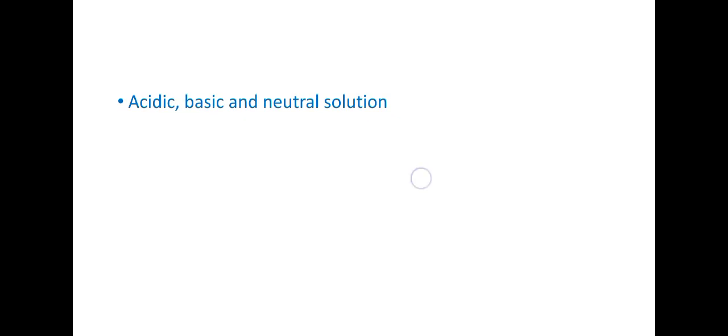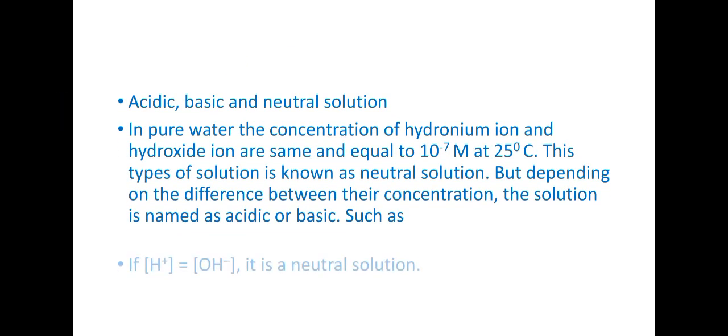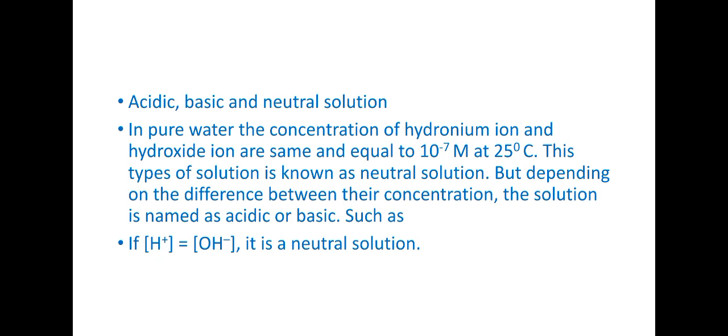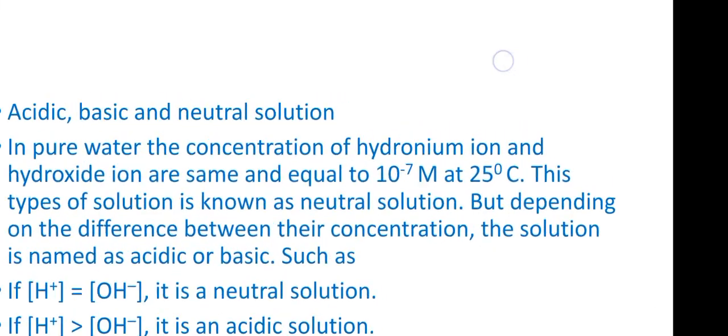Then there is the relationship between acidic, basic, and neutral solutions. In pure water, the concentrations of hydrogen ion, that is hydronium ion, and hydroxide ion are the same, equal to 10 raised to minus 7 at 25 degrees centigrade. This type of solution is known as neutral. But depending on the difference between their concentrations, the solution is named acidic, basic, or neutral.